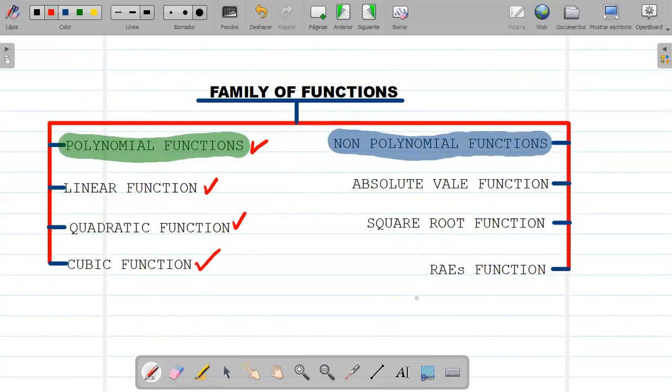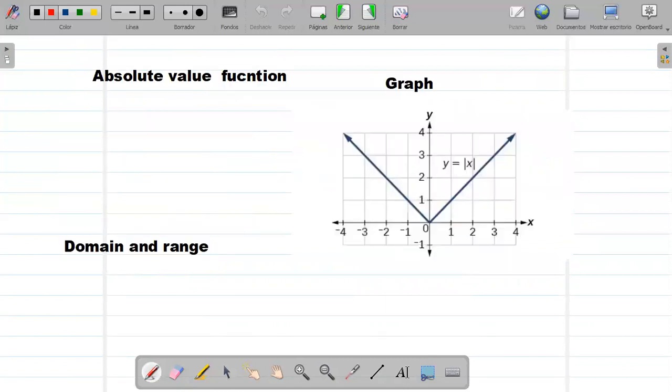But we will not see them like the main in the range, because this is not going to be interesting from those. It's more interesting here to keep in mind what's the idea of domain and range. So let's start with those non-polynomial functions and see what happens. So here's the absolute value function.